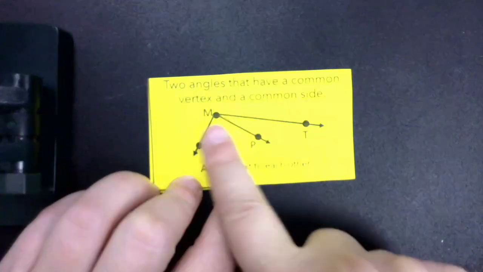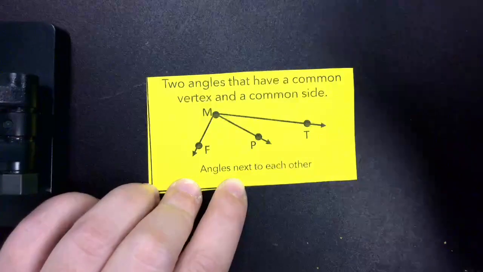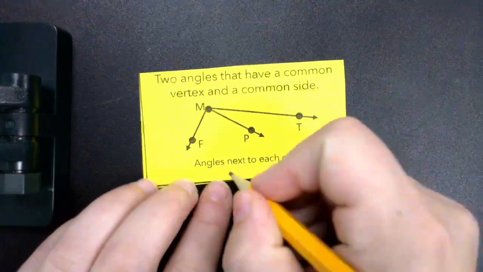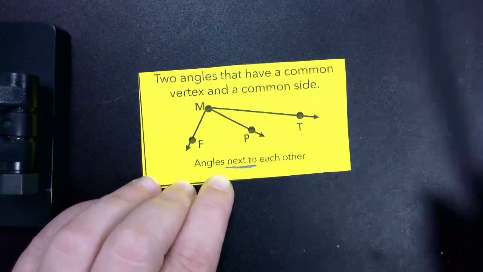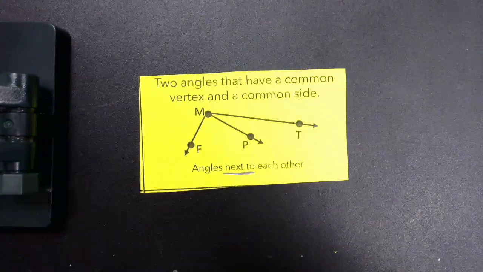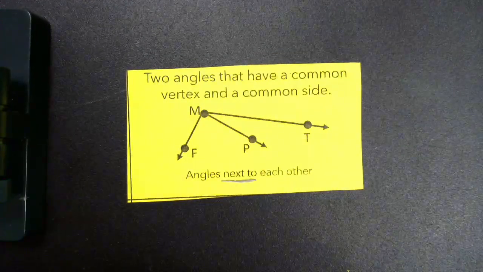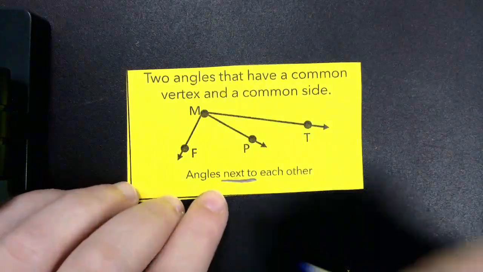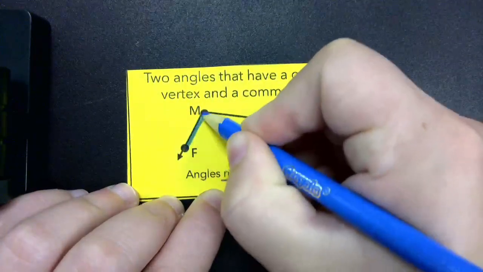Two angles that have a common vertex and a common side, or they're angles that are next to each other. That next to idea is really important, so I'm going to underline that one. Next to. Okay, so if I take my colored pencils, one angle I have here goes from F to M and then to P.